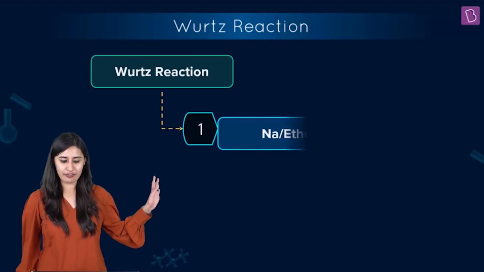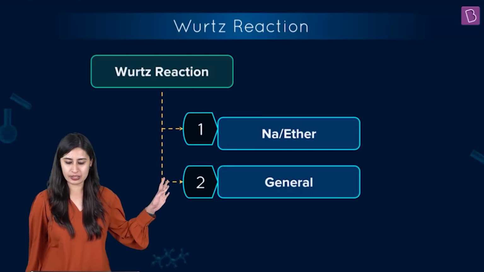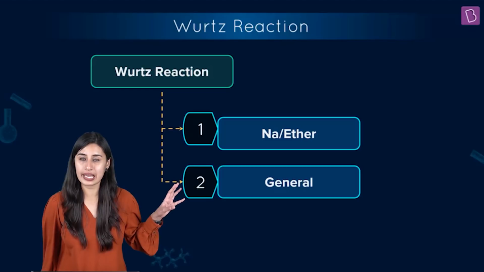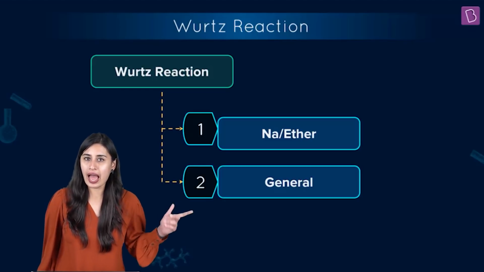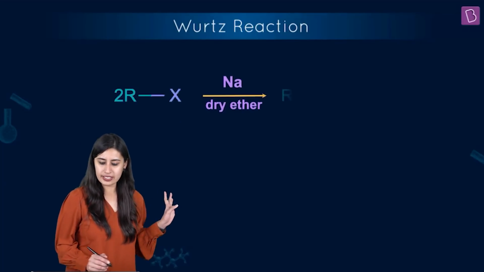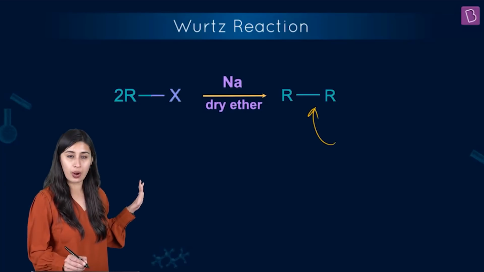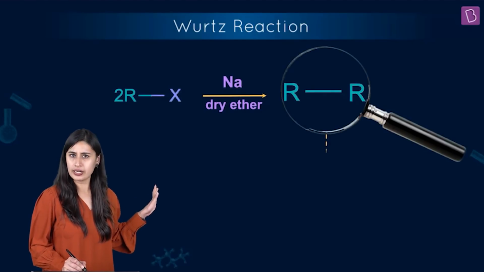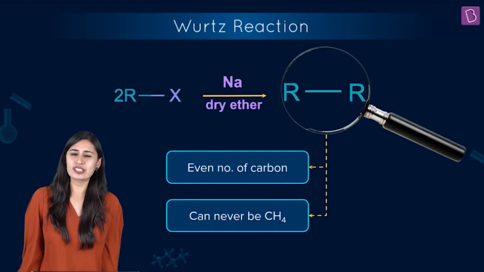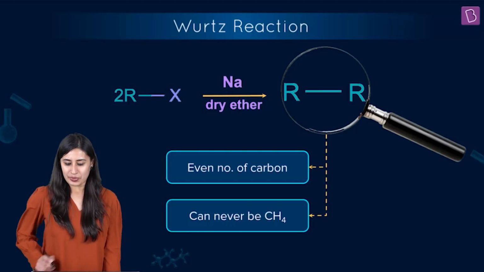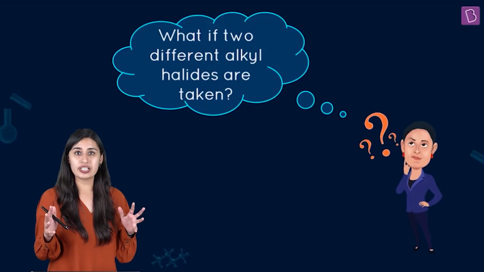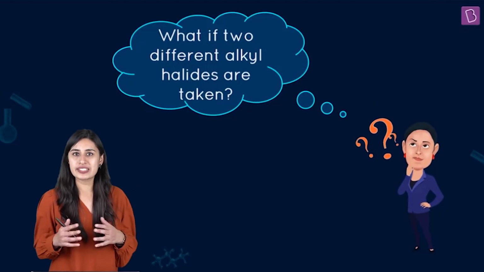So Wurtz reaction, of course, two important things: Na, ether is what is required, and you take an alkyl halide, you take RX. And when I'm talking about a general reaction, let me show only RX first, right? So RX combines with its own self and gives you R-R. What is this R-R? It is having an even number of carbons, and you know that it can never be methane. CH4 not possible, right? Well, if you're going to take different alkyl halides, that's the only possibility where an odd number of carbons can be seen in the product.